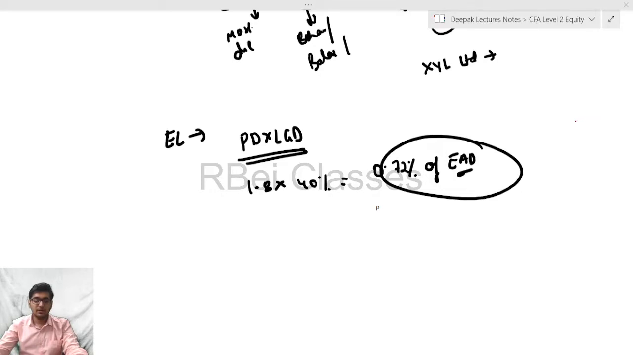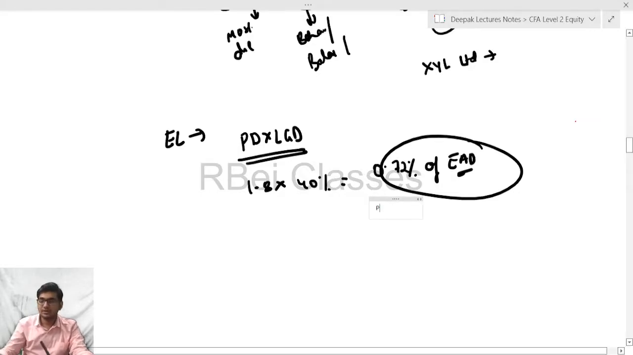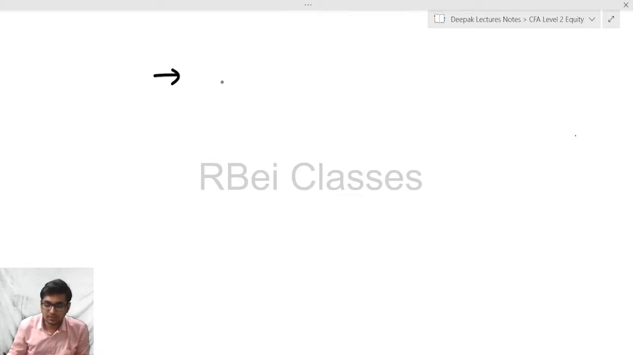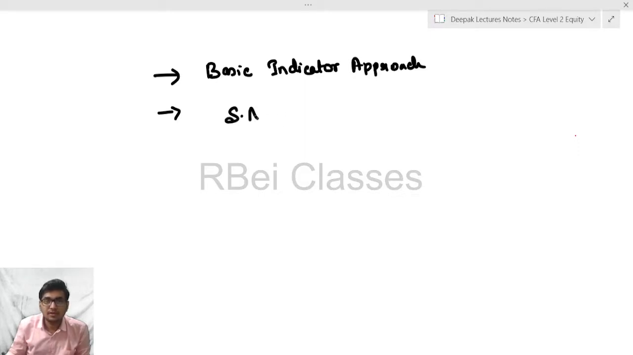Now if you want to calculate the operational risk, there are three approaches. Let me write them down for you. These three are very important, it can even come in the exam. Number one is the basic indicator approach. Next, the standardized approach. And the third one is the advanced measurement approach, AMA. Clear?